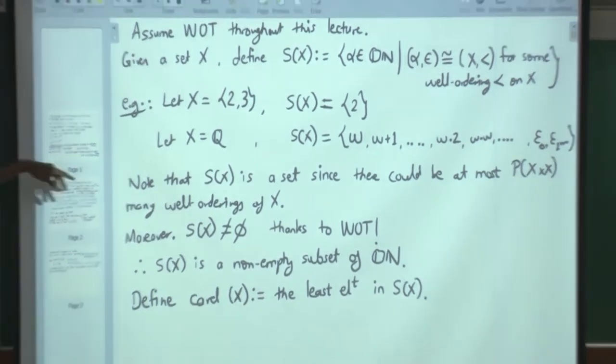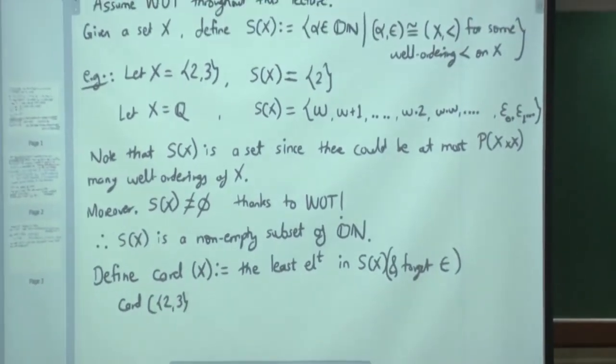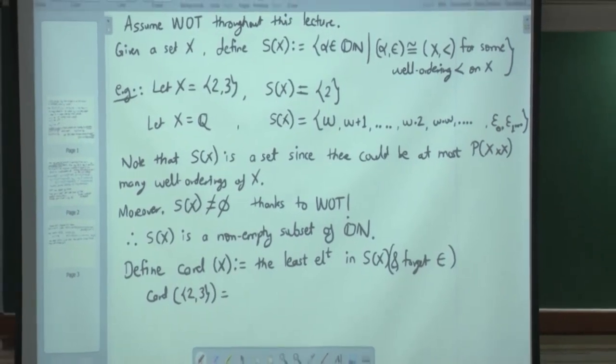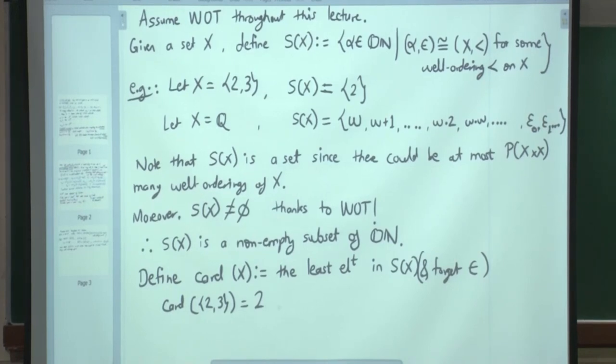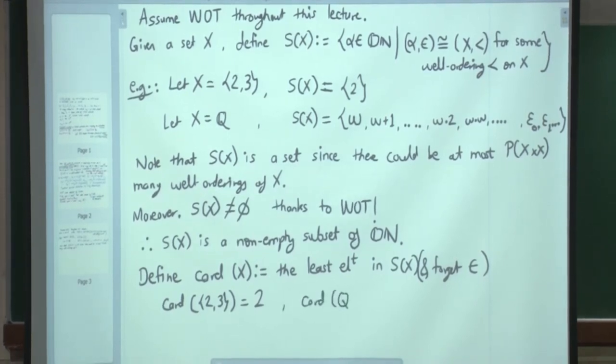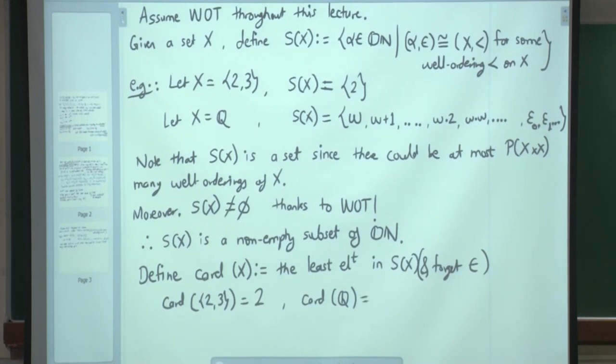Okay, forget the belongs-to relation, this is in brackets. So now observe this. What is the cardinality of the set {2, 3}? Sx was the singleton {2}, so the cardinality of this two element set is 2. That's how we are trained. Then what is the cardinality of rational numbers? Omega. Yes, omega is the least element in that collection.